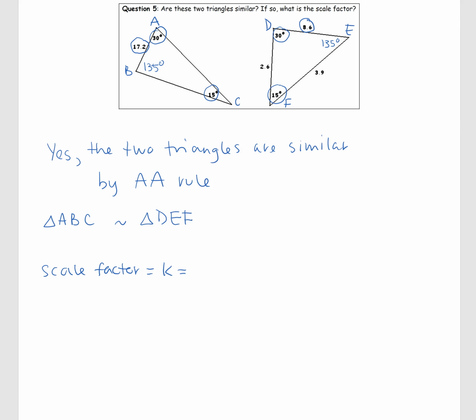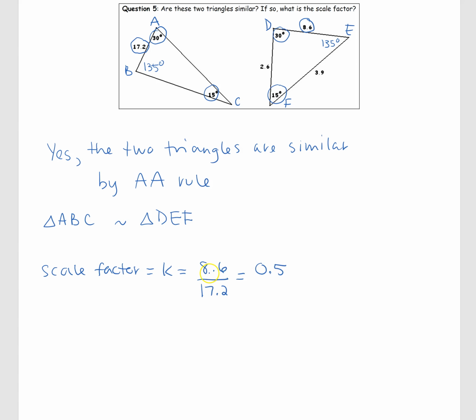These are the values we're going to use to find our ratio, and you can actually put either one on top, but I'm going to put 8.6 on the top and 17.2 on the bottom. Dividing this out gives me a value of 0.5. So I'm saying that going from the triangle on the left to the triangle on the right, I've shrunk it down by a scale of 0.5. So 0.5 is our scale factor.